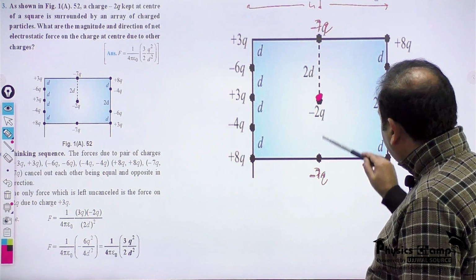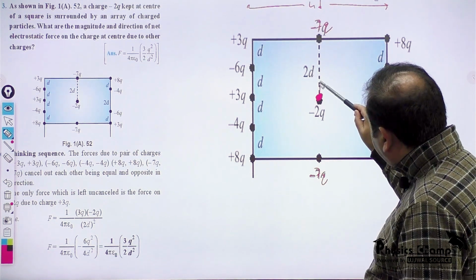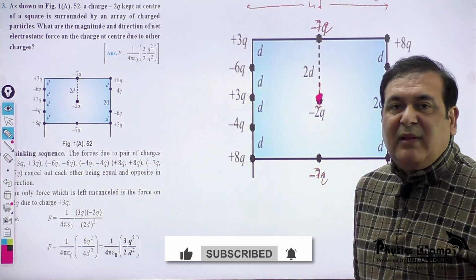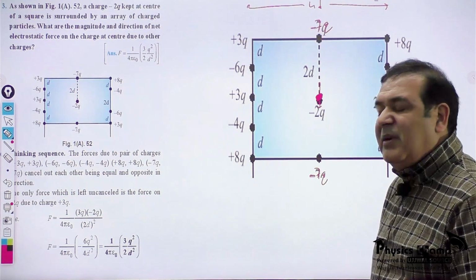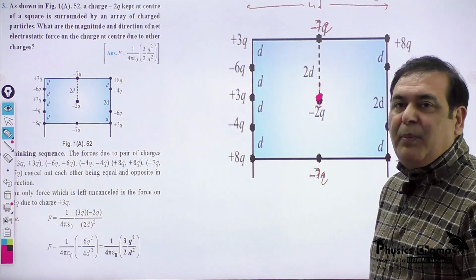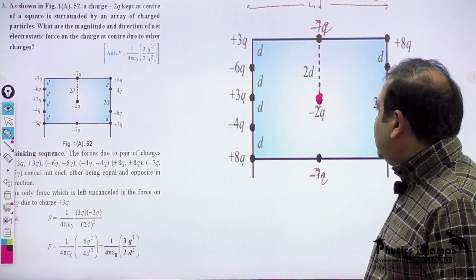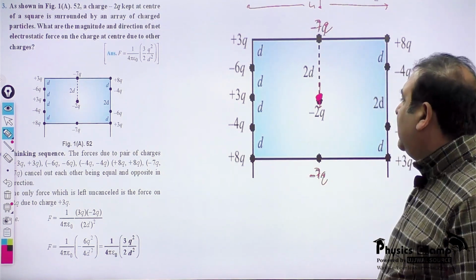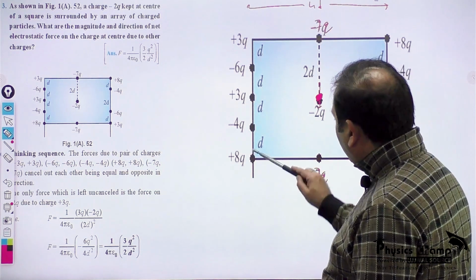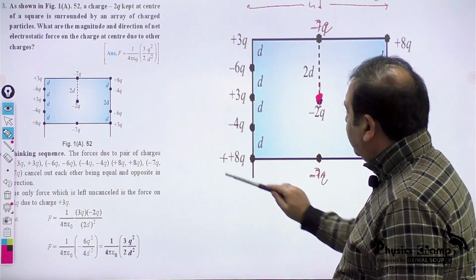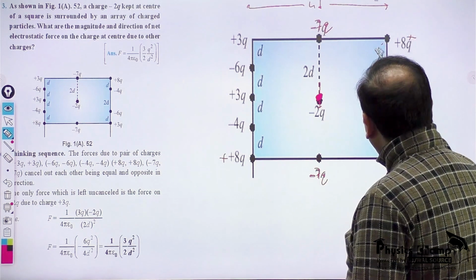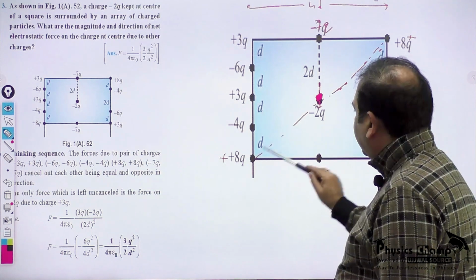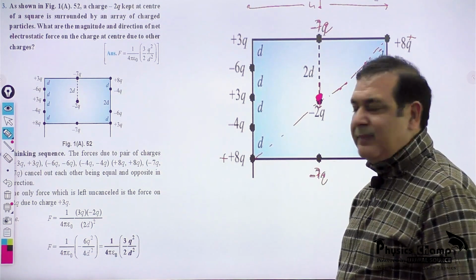This minus 7q will apply a force of repulsion. This minus 7q will also apply a force of repulsion, and they will cancel each other because they are at the same distance, just opposite, and thus they will cancel the impact of each other. Both are repulsive. Similarly, if you talk about this 8q and this 8q, they are just on the other side of the diagonal, and they will cancel the effect of each other.